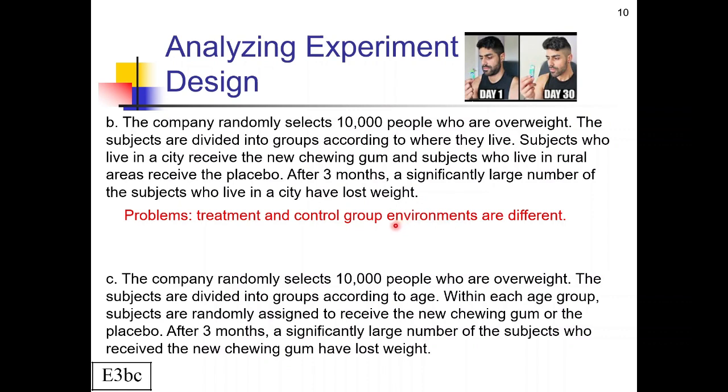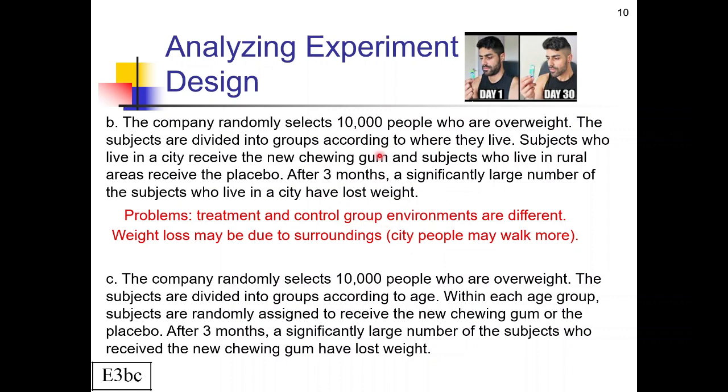And part of the reason this is an issue is you have a different lifestyle possibly depending on where you live. If you're in a city, there's a better chance that you're not driving everywhere. You're probably walking a lot more because driving is a pain in the city. So you might be walking more, and because of that, your weight loss might be due to where you live.